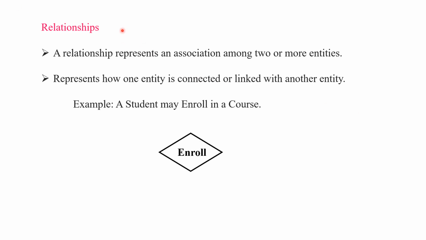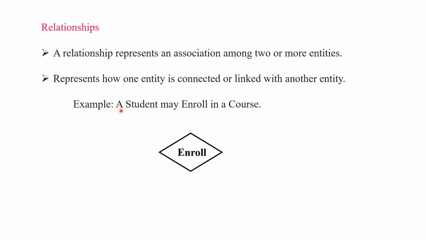Next, coming to the relationships. A relationship represents an association among two or more entities. As we have discussed initially, if there are multiple tables in a database, then there can be a relation between two or more tables. That particular relationship is represented with the diamond symbol, and it represents how one entity is connected to another entity.